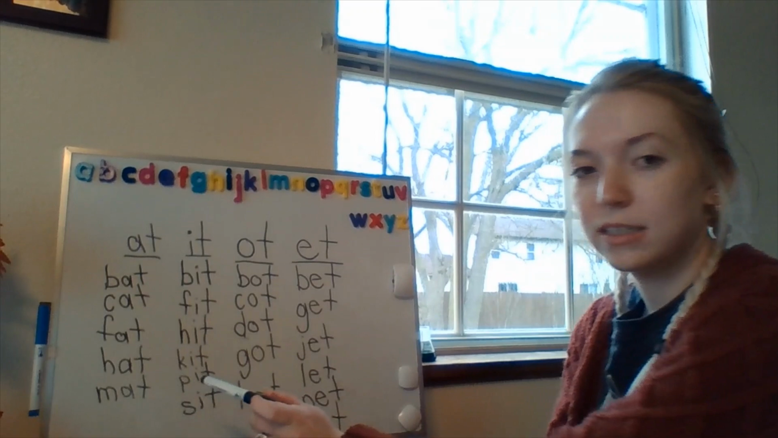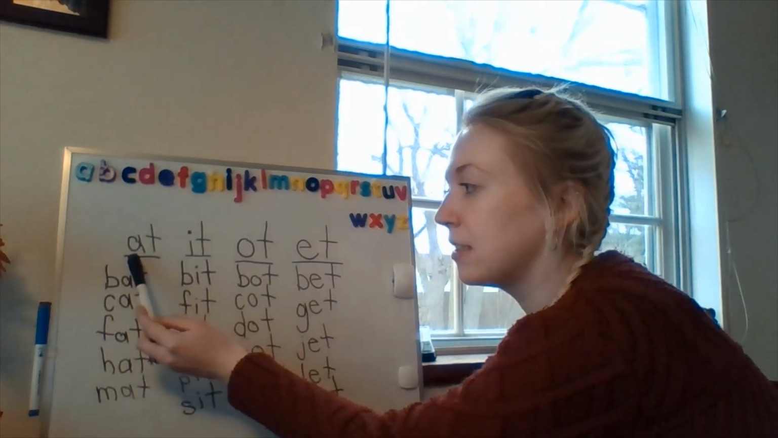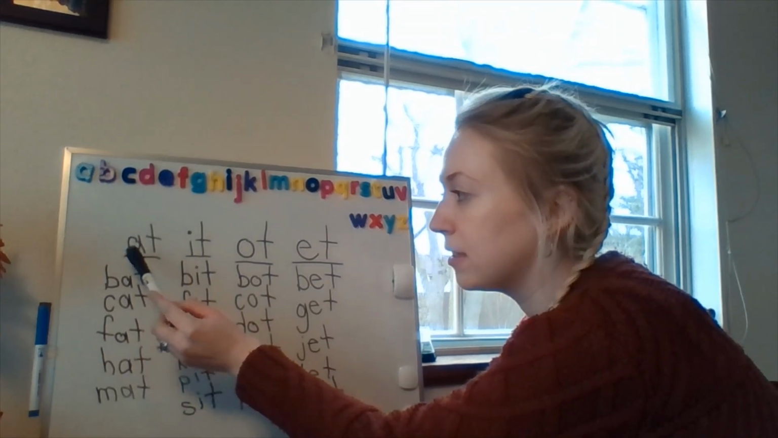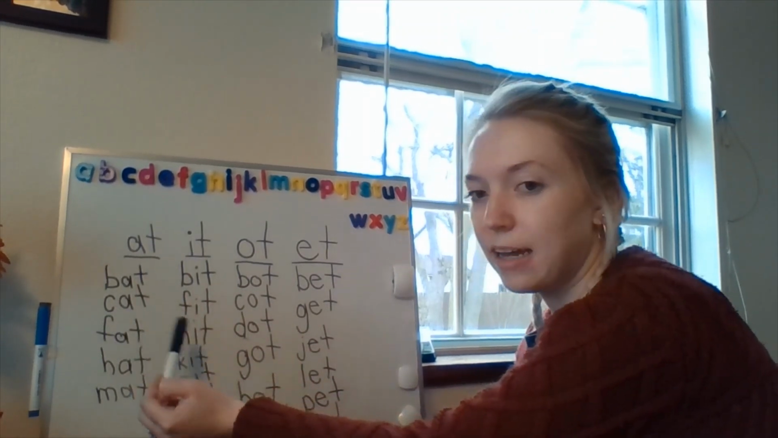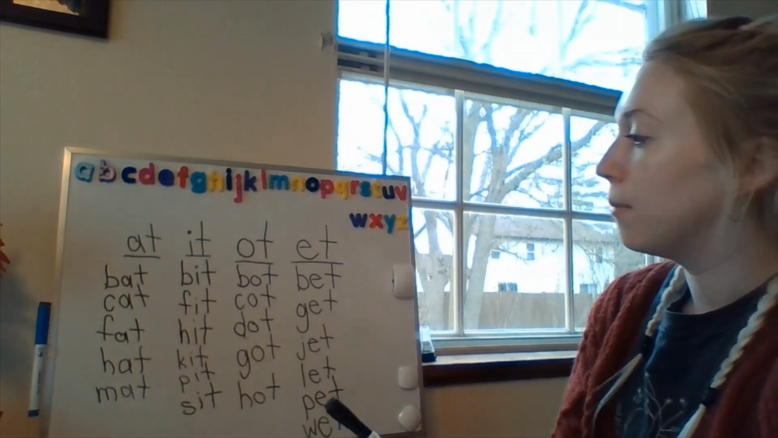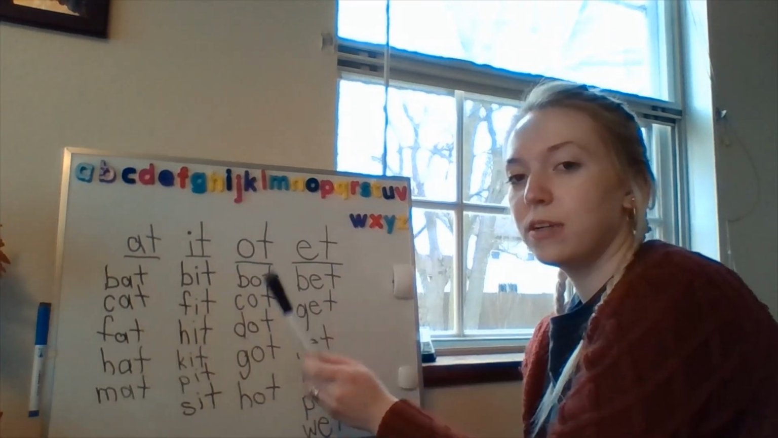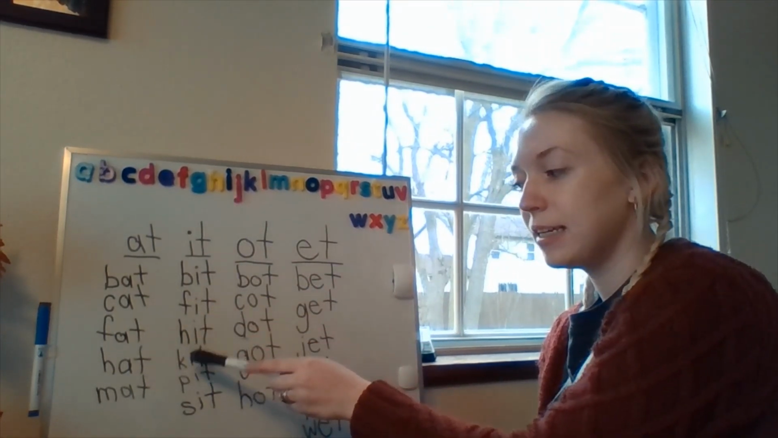So if you guys can think of any more words for each of these word families, you can go ahead and write some more words down. Remember that word families have the same letters at the end. So this is the at word family, and all of these words have the at sound at the end. So that also makes them rhyming words. Then this is the it word family. All these words end in it, like bit, fit, hit, kit.